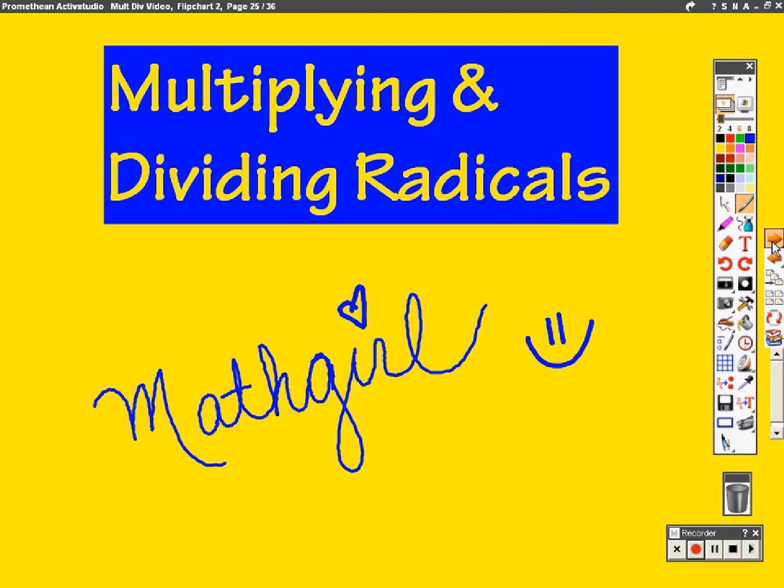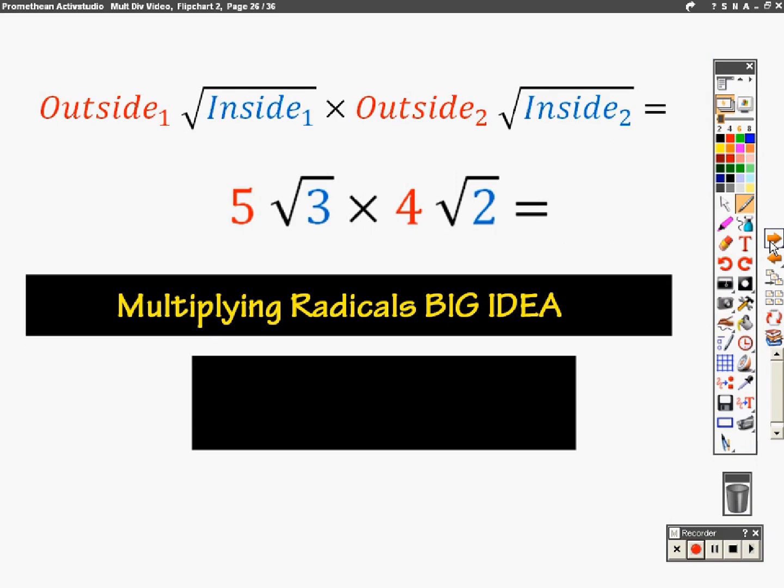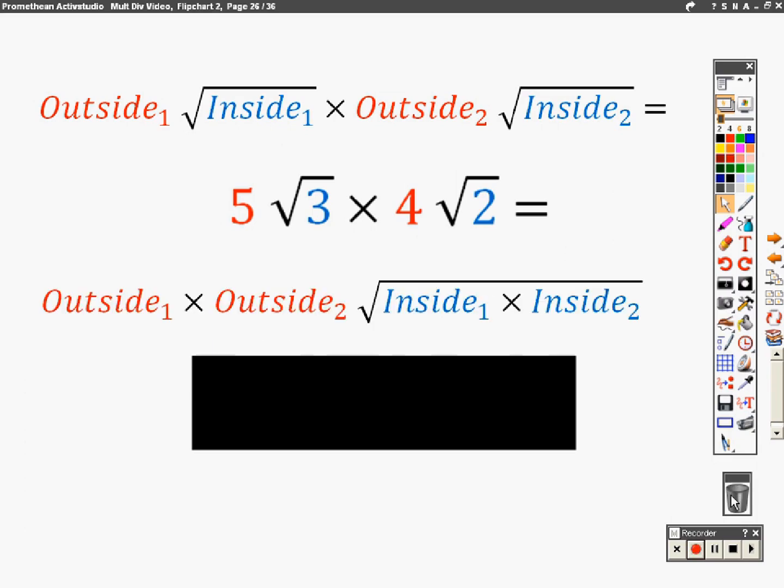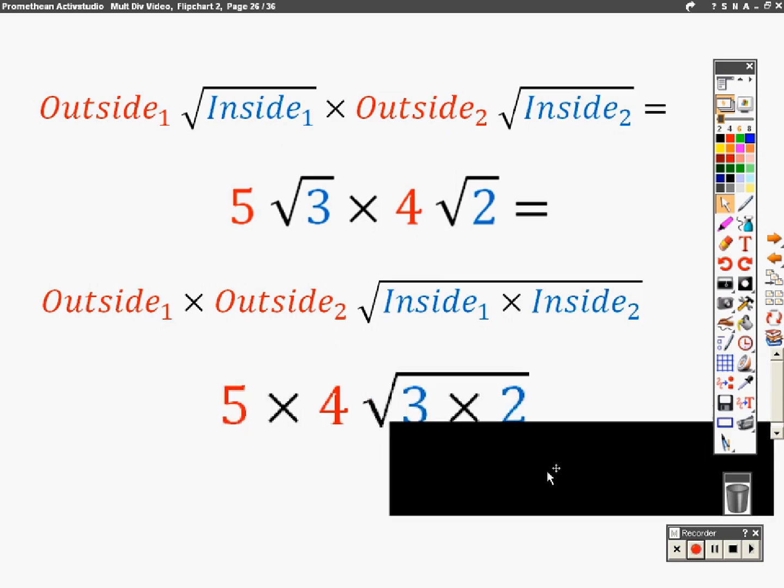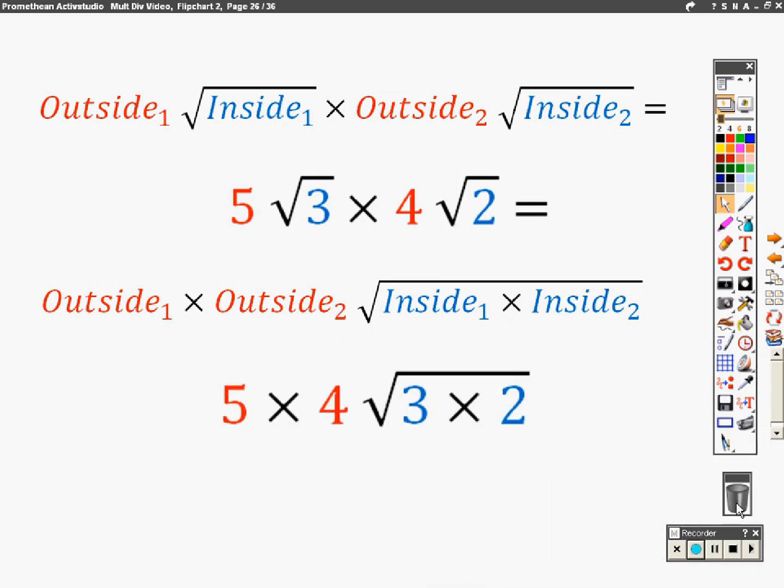Let's begin. Before we start, let's note that there's a big idea when you're multiplying radicals. The outside numbers get multiplied together, and the inside numbers, the ones under the radical sign, get multiplied together also. So what do you think happens when you have 5 square root of 3 multiplied by 4 square root of 2? Remember our big idea. The outsides get multiplied together and the insides get multiplied together. So what you should have gotten is 5 times 4 multiplied by square root of 3 times 2.